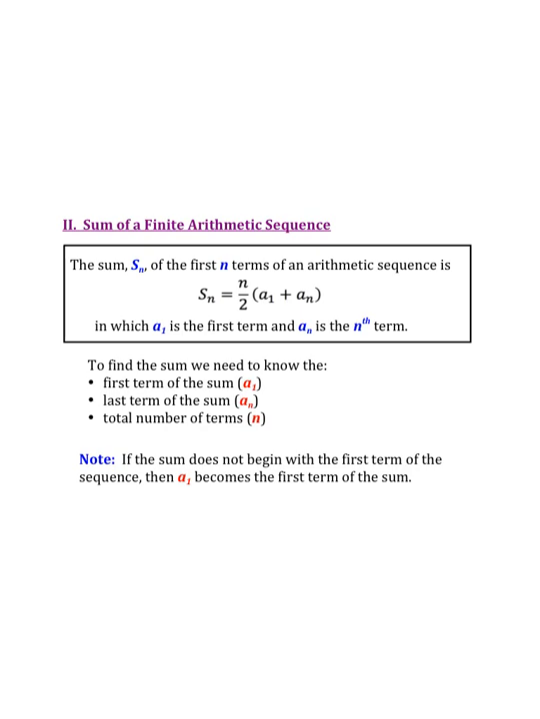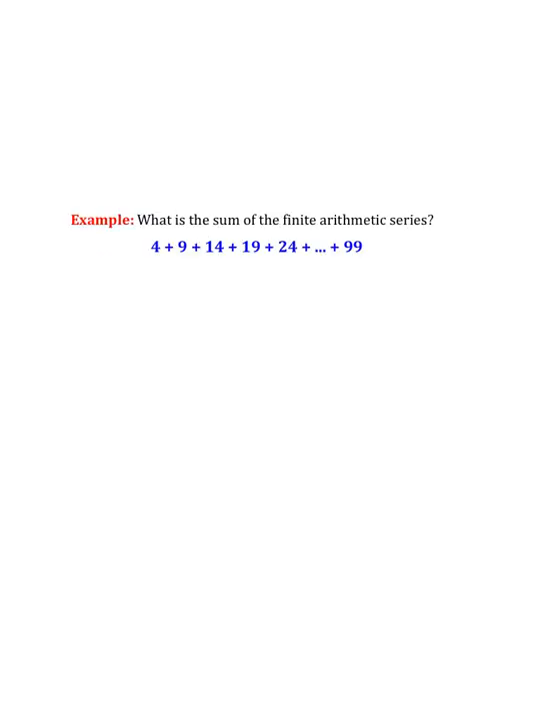A couple things are needed in this formula. The first thing we need to know, and this is all the information below the box, is the first term, the last term, and the total number of terms. So in every problem, those are the three things that we need to gather before we can use this formula. Definitely make sure that you pause and copy this down into your notebooks.